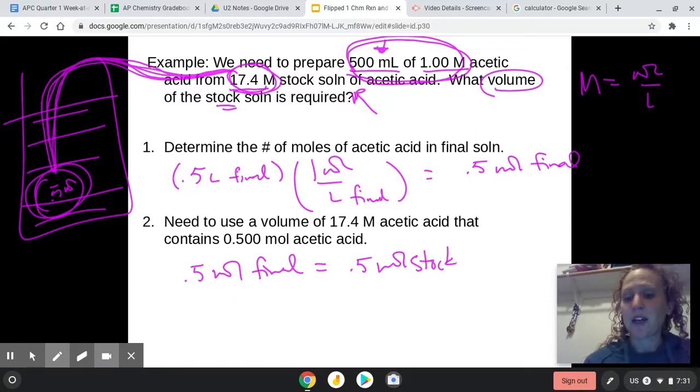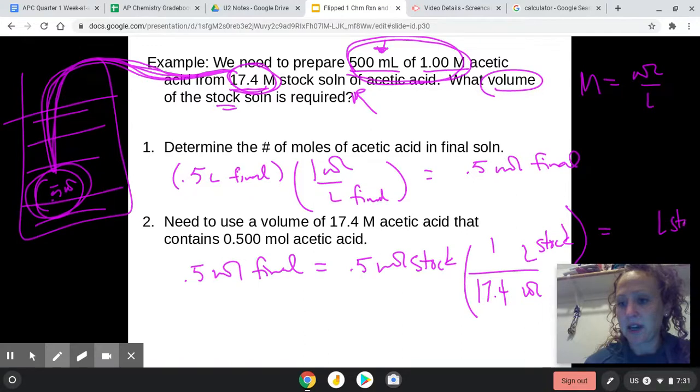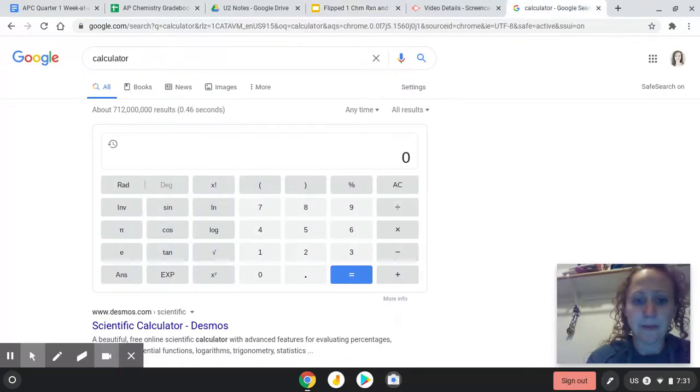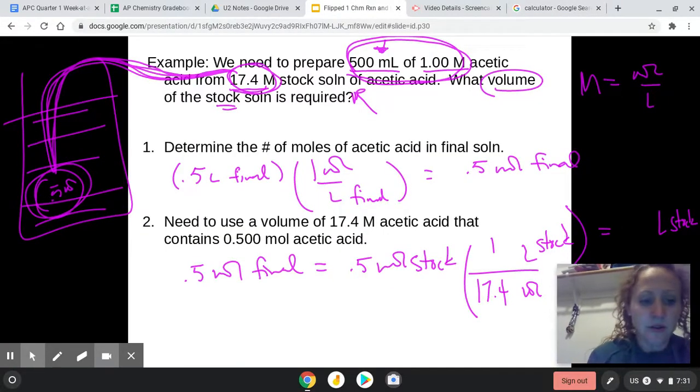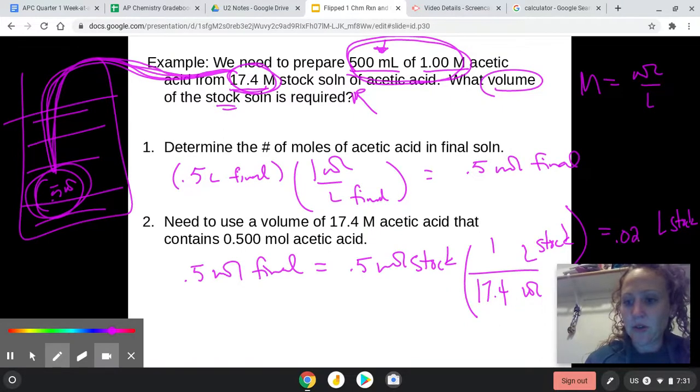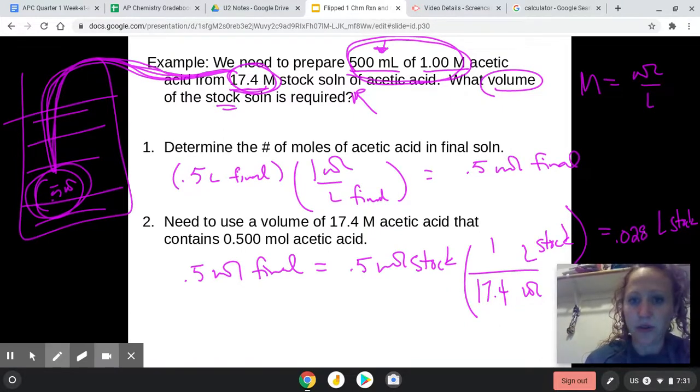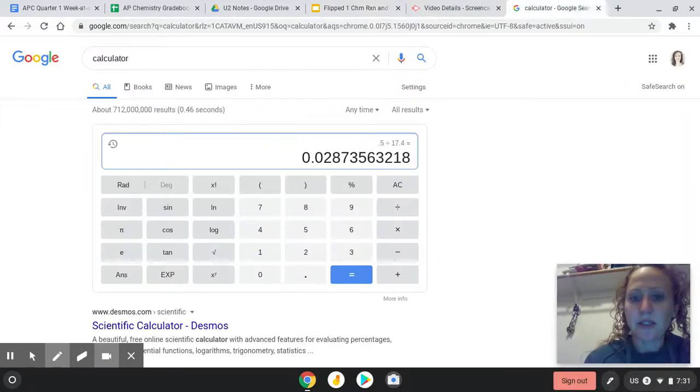So now I can go 0.5 moles of stock. I need moles on the bottom here, so 17.4 moles per 1 liter of stock. And that's going to get me liters of stock. Okay, so 0.5 divided by 17.4 is 0.0287. I can keep 3 significant figures since my 500 milliliters has 3. 0.0287, okay.